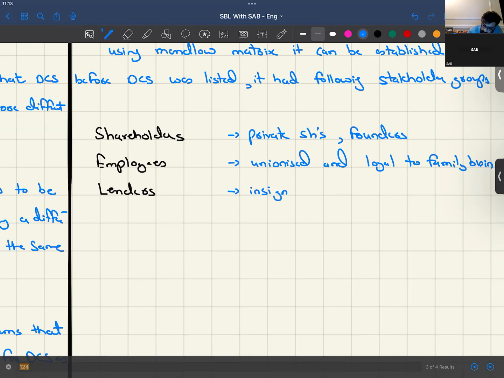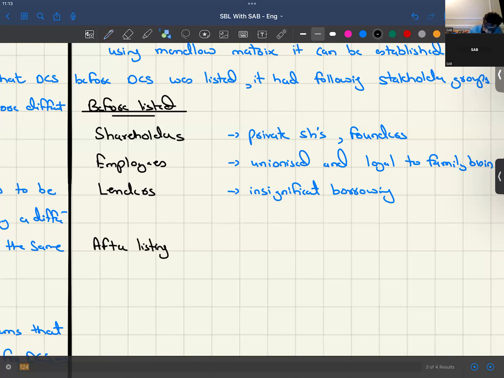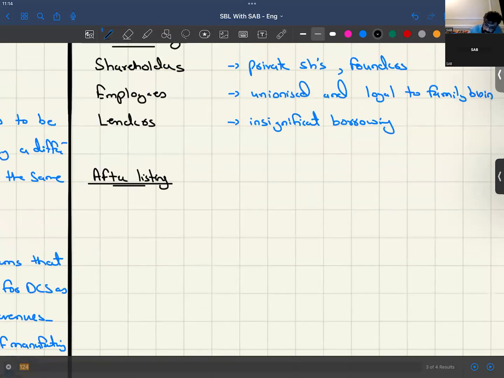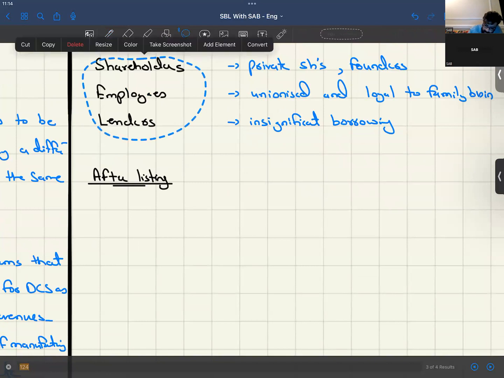Before they were listed, when they were private, they had insignificant borrowings. Now, after listing, what's here? Before listing and after listing, what could be the changes here?